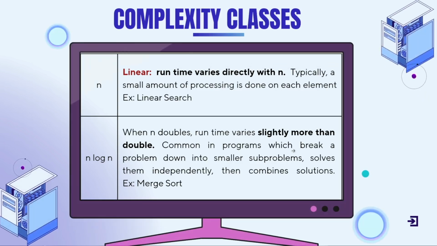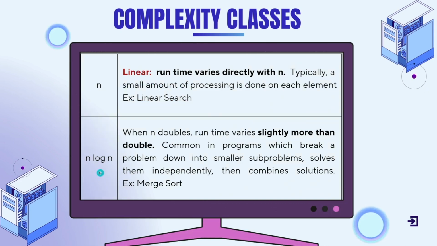The third complexity class is n, which means linear. So, in this case we say that the runtime varies in proportion to the size of the input n. If the size n is small, then the processing time will be less, or else it would be more. The linear search algorithm is a best example for an algorithm with linear running time.